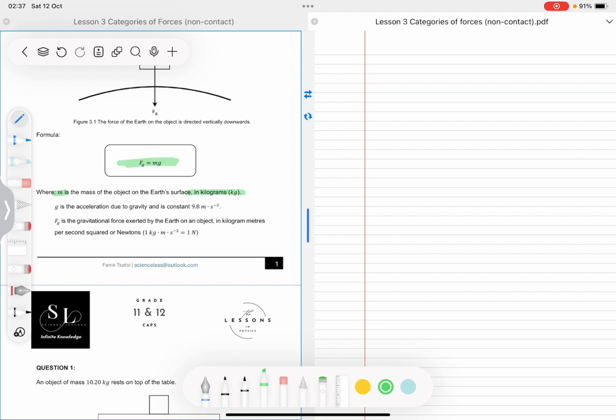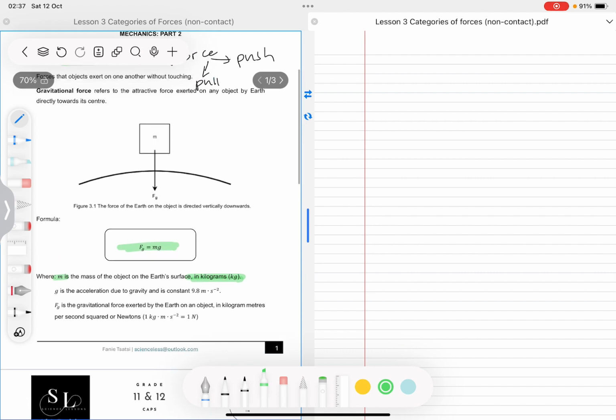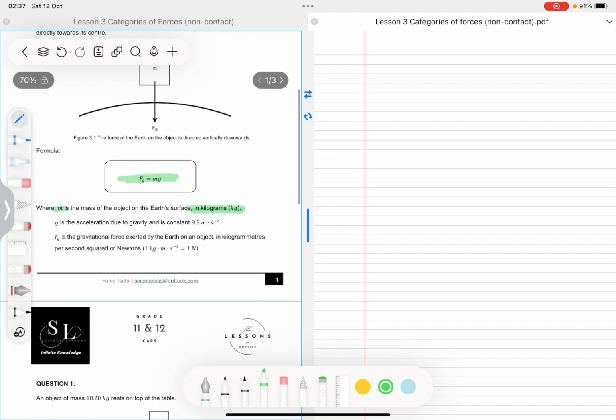But for now, let's understand mass as a physical quantity that measures how big or small an object is, and we measure it in kilograms. So obviously, if an object is big and an object is small, it will experience a different gravitational force, as we have defined here.